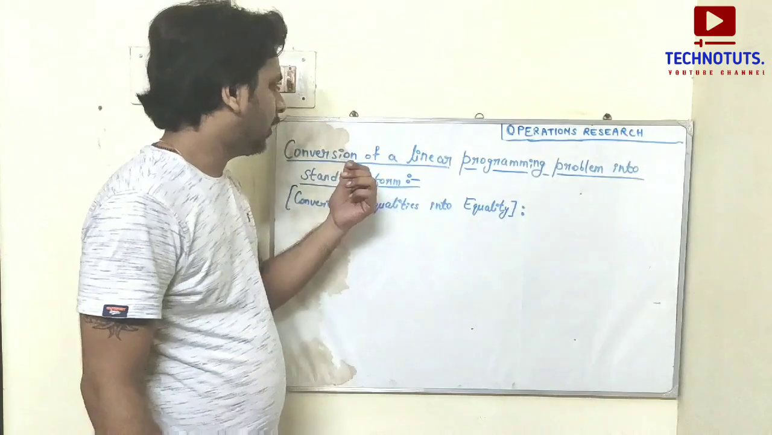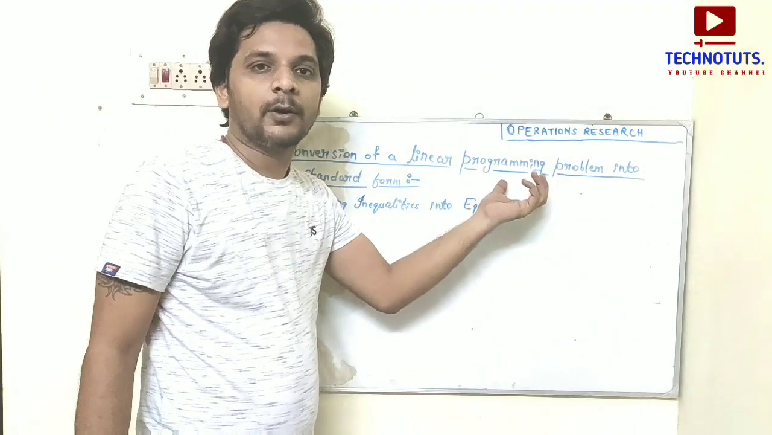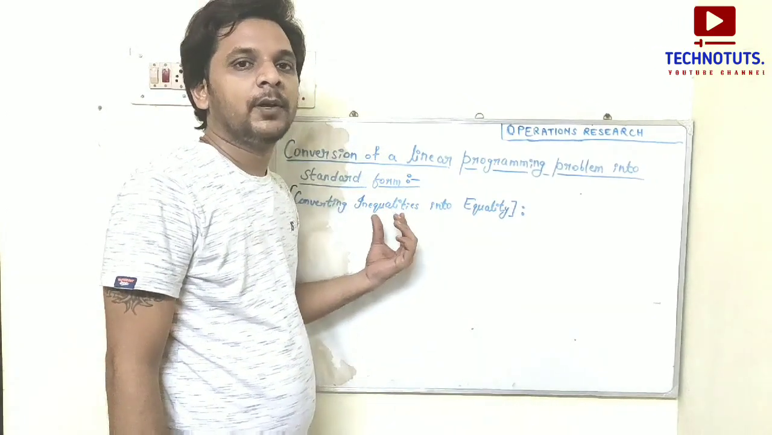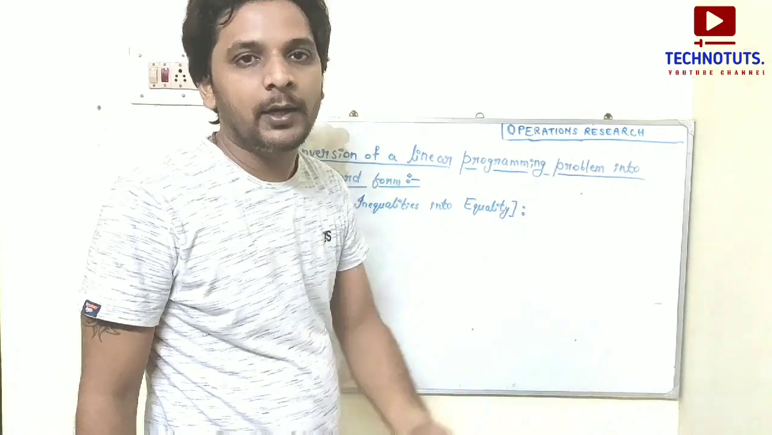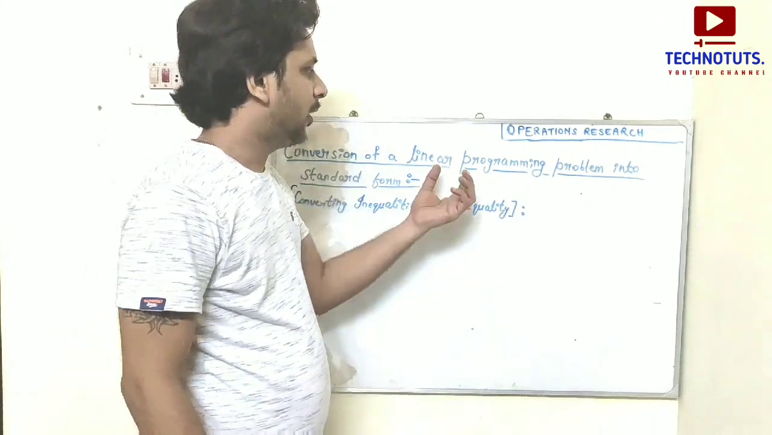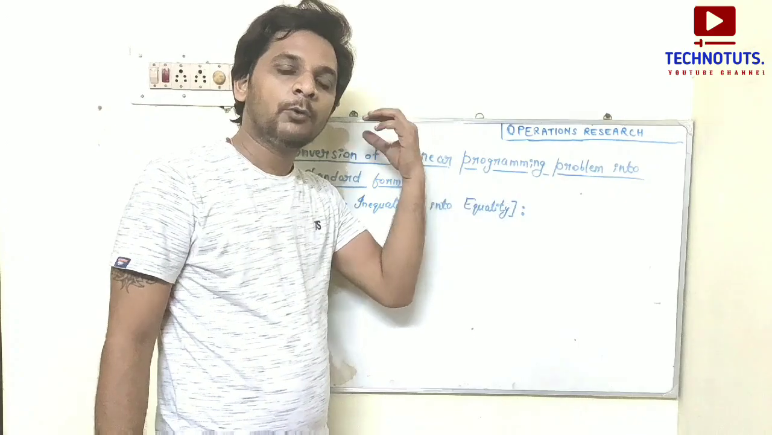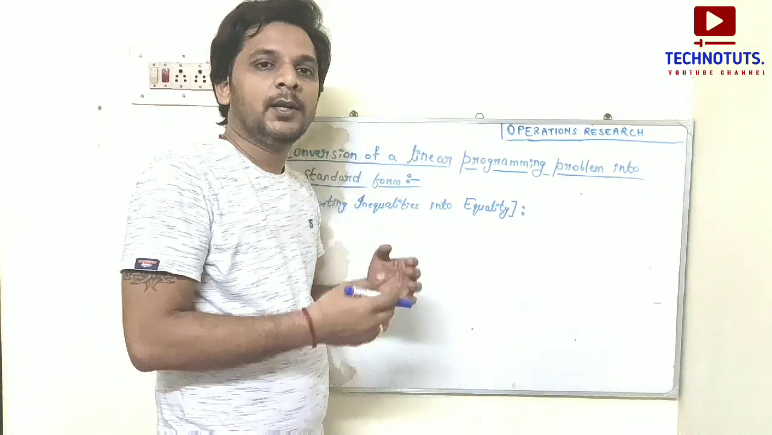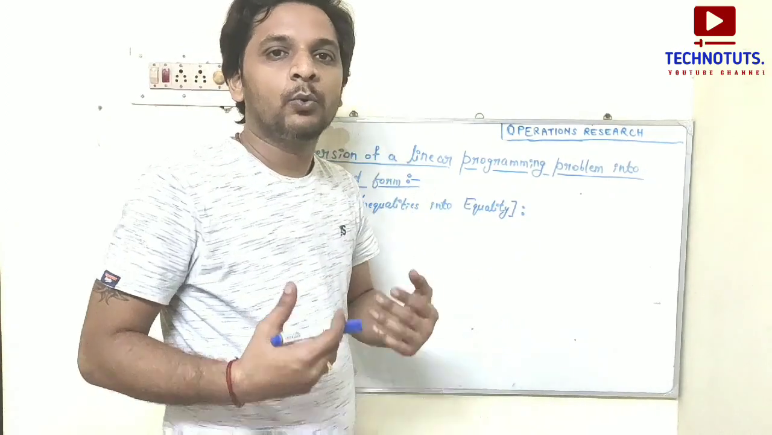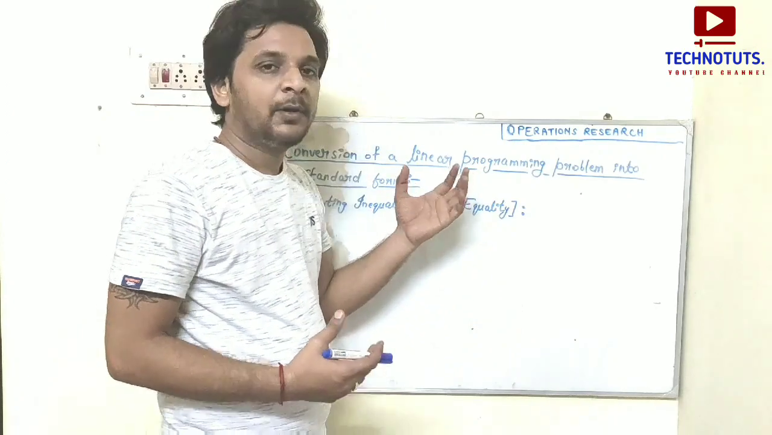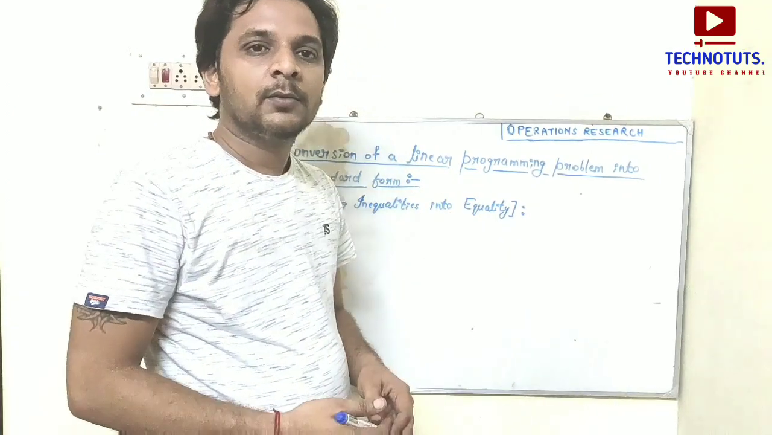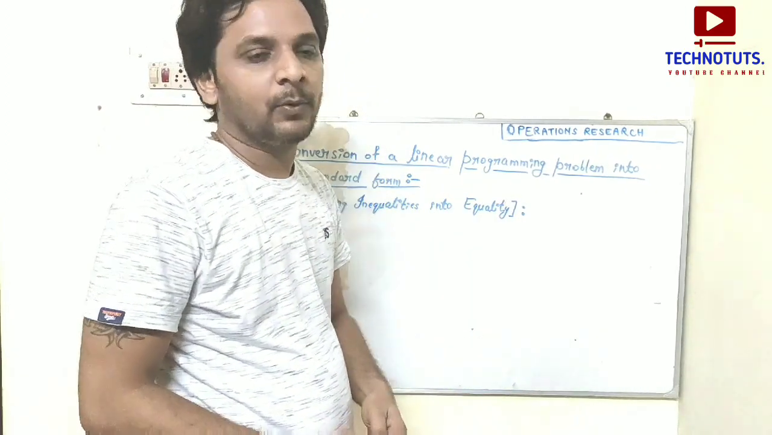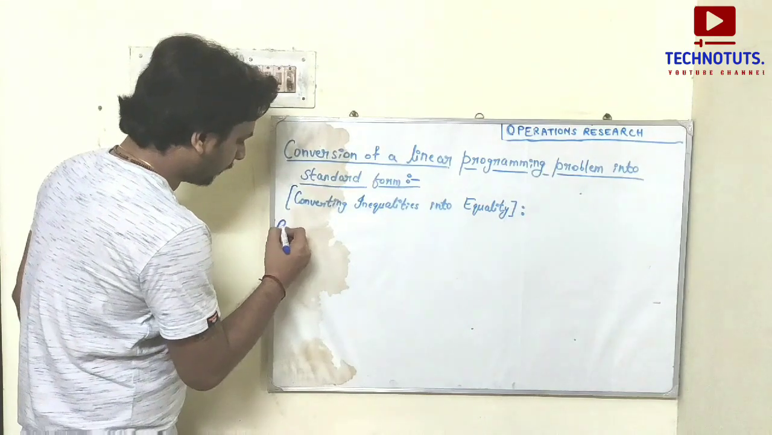The conversion of a linear programming problem, or LPP, into its standard form can also be called the conversion of an inequality equation into its equality equation. The given problem of a linear programming problem is basically in the form of inequalities. You have to convert those inequalities into equality by some rules. So here I am discussing how you have to convert a linear programming problem into its standard form. Let us see rule number 1.